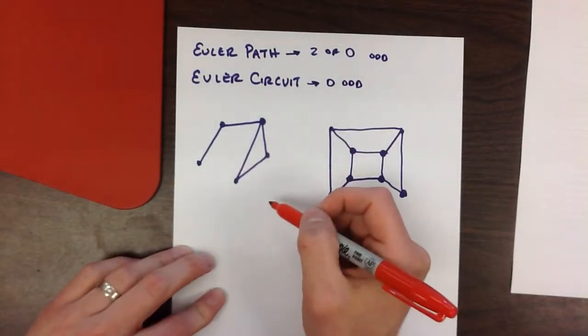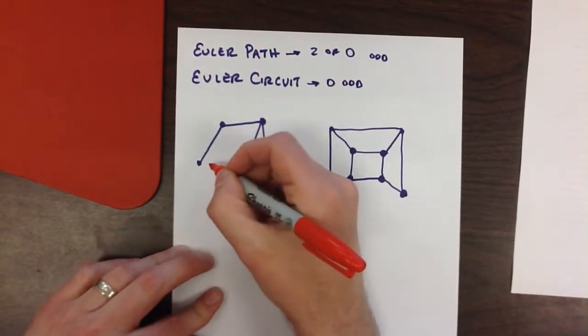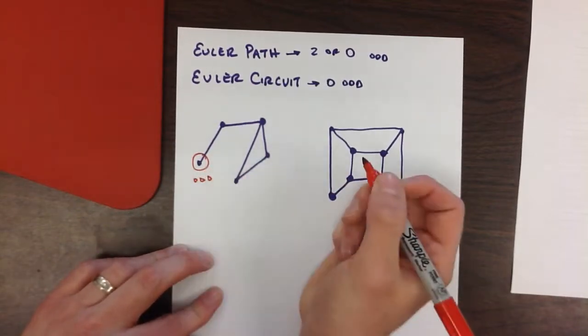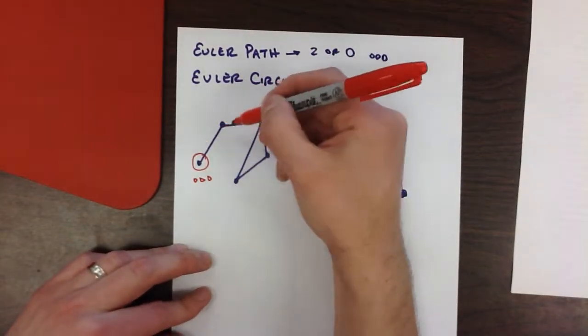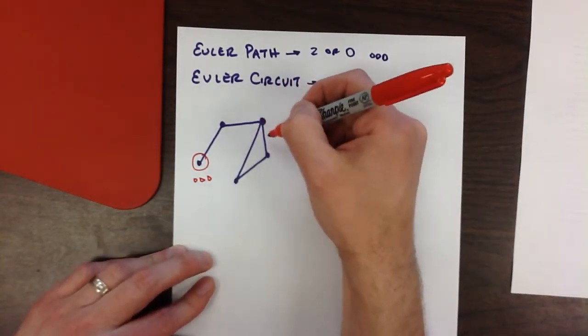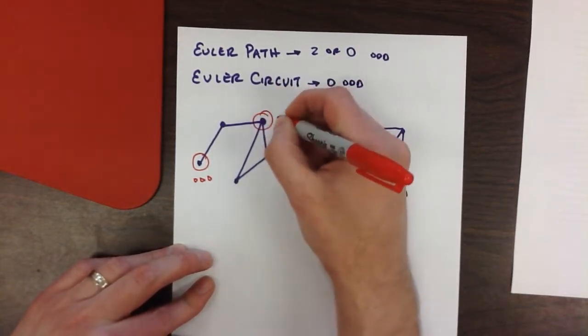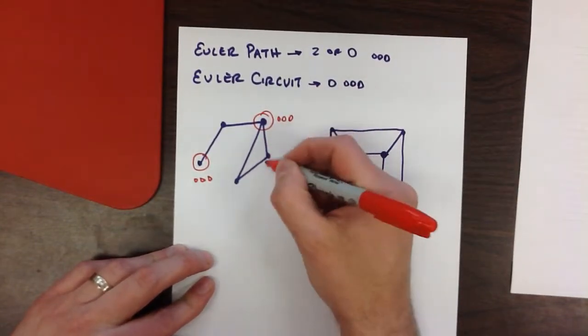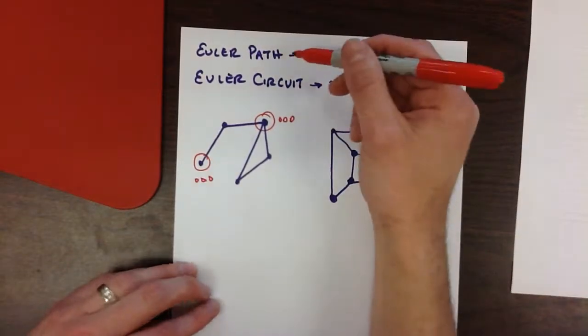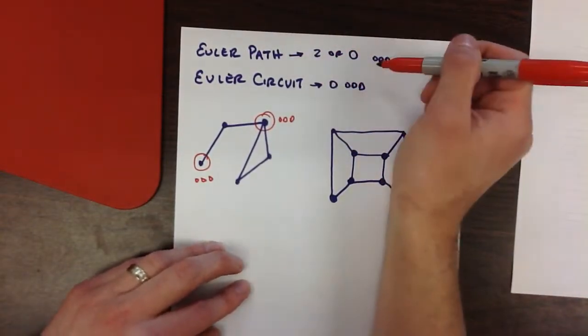So this first graph here on the left, look, this vertex, there's one edge coming out of it, so that is an odd vertex. This vertex, we've got 1, 2 edges coming out, it's an even vertex. This one, 1, 2, 3 edges, that is an odd vertex. 1, 2, 1, 2, both of those are even vertices. So we're going to have an Euler path because we have 2 odd vertices here.